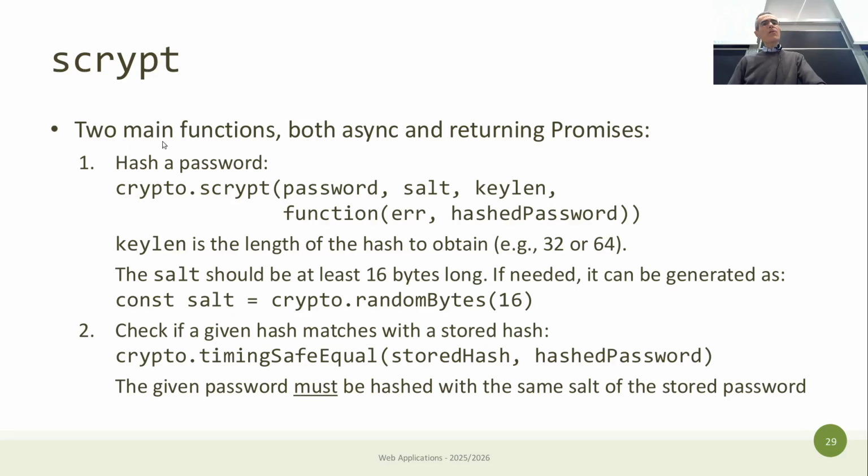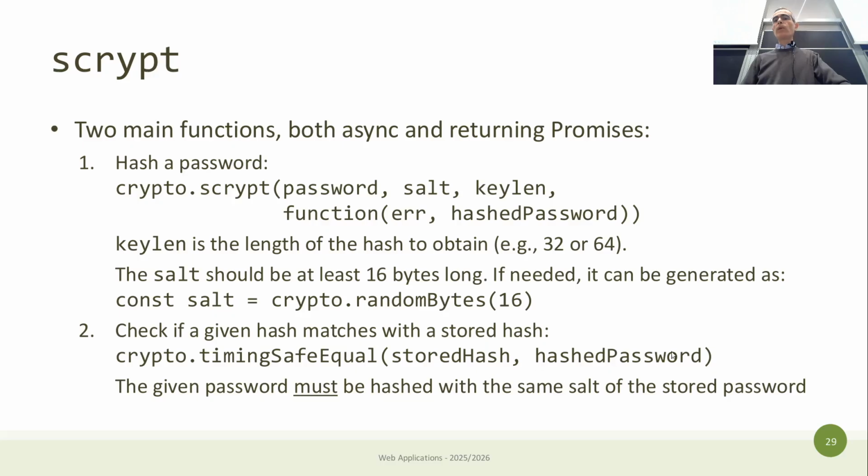And then the second function you really need for making all this system work is checking if the two hashes match, okay? And actually you could in principle do a comparison with equal, triple equal, and so on. But as you see, it's better to use a function specifically designed for this purpose, okay? For instance, you see the name timingSafeEqual, okay? Just to make sure that given the time it takes to make the comparison, you don't leak any kind of information to the attacker, okay? The given password must be hashed with the same salt of the stored password, of course.